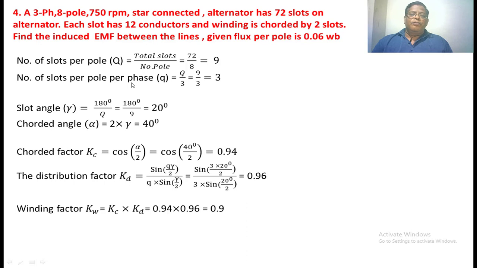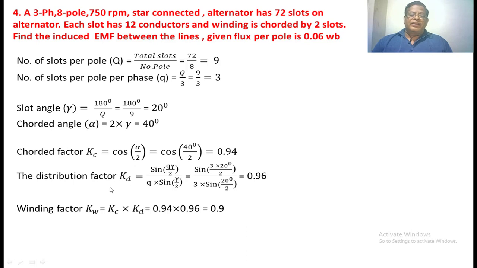Next, number of slots per pole per phase, small q equal to capital Q by 3, we are getting the 3. Next we find the slot angle gamma equal to 180 degrees divided by number of slots per pole, we are getting the 20 degrees. Chorded angle alpha equal to, because in the numerical it is given that the coil is chorded by 2 slots, so the chorded angle alpha equal to 2 into gamma, we are getting the 40 degrees. The chorded factor, nothing but pitch factor, Kc equal to cos alpha by 2. Substitute all the values, we are getting the 0.94.